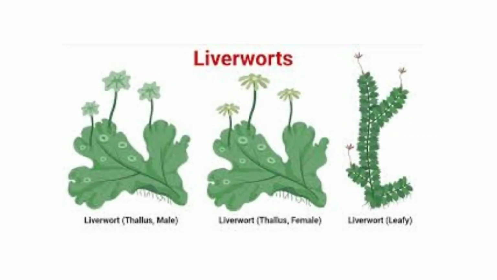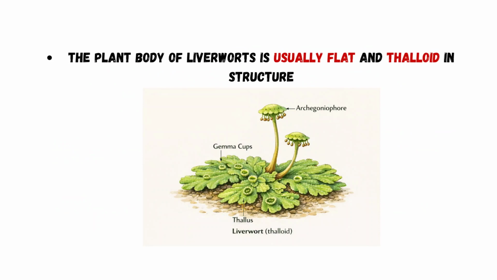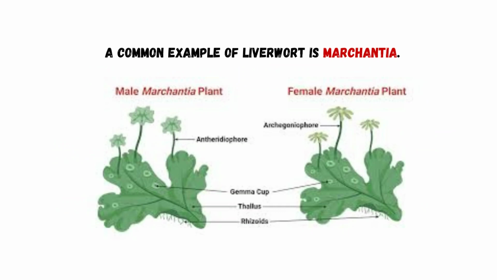Now let us study the first group of bryophytes called liverworts. Liverworts generally grow in moist and shady places such as stream banks, marshy land, damp soil and the bark of trees. The plant body of liverworts is usually flat and thalloid in structure. A common example of liverwort is Marchantia.